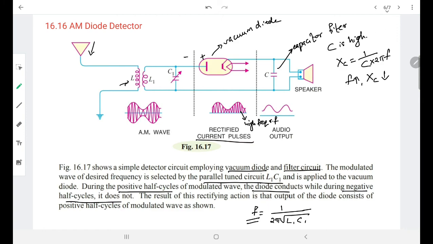Next, in the next section, we can discuss different types of radio receivers and the process of receiving audio or the modulated signal through the receivers. So in the next coming section we can discuss the AM radio receiver.